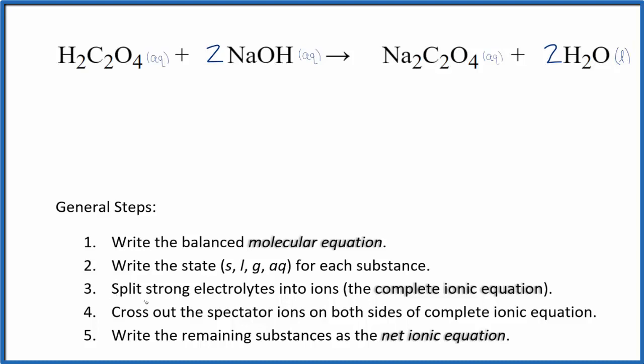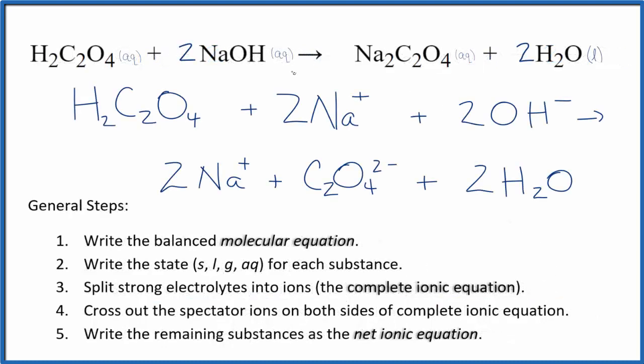Now we're going to split the strong electrolytes into their ions, and this will give us the complete ionic equation. That'll look like this. I've not written the states here. We'll do that at the end. For oxalic acid, we don't split that apart. It's a weak acid. We don't split weak acids apart. They don't dissociate very much, so we leave those together. Liquids, we keep those together. But we split everything else apart into its ions.